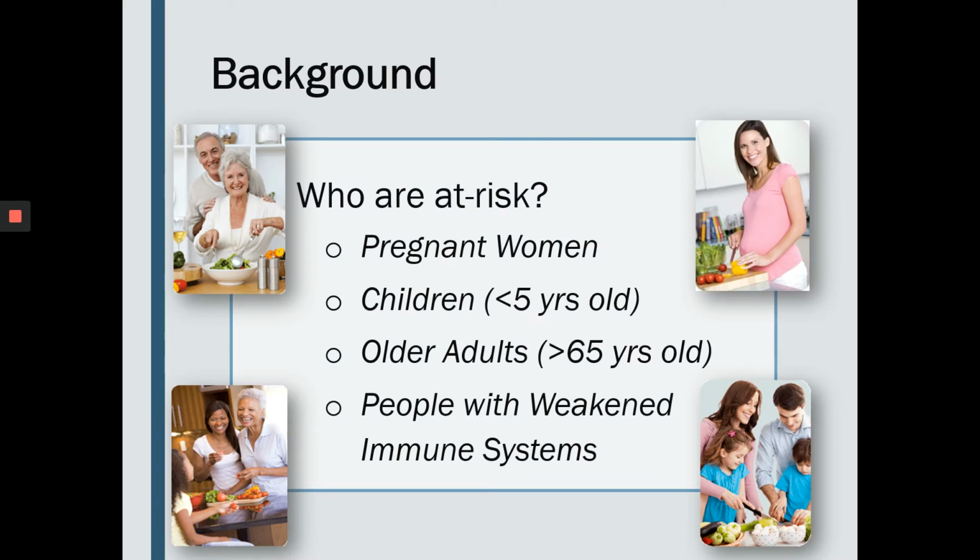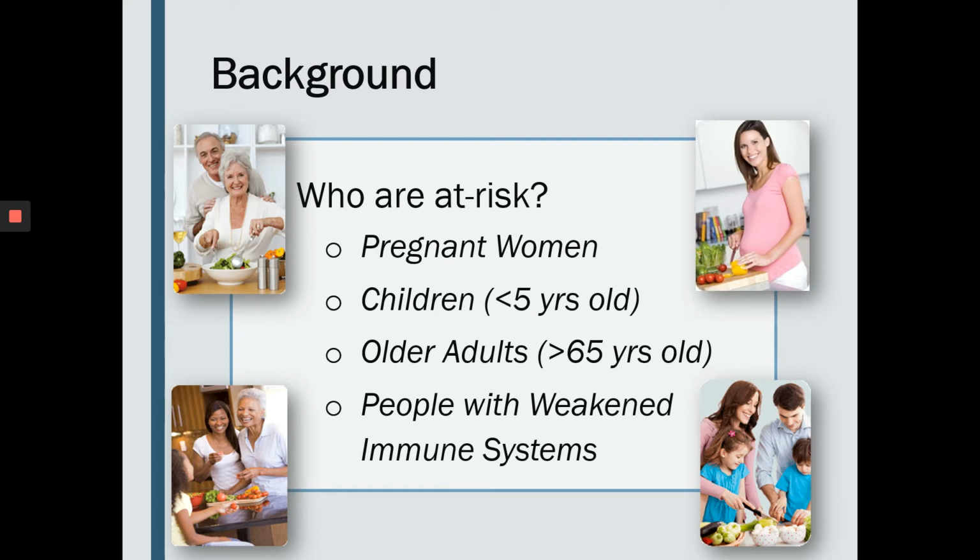While everyone is at risk for developing a foodborne illness, some people are at a higher risk than others. Pregnant women, children under the age of 5, adults over the age of 65, and people with weakened immune systems have the highest risk of developing a foodborne illness. People in these groups have altered or weak immune systems that lower their body's ability to fight foodborne illness-causing agents.